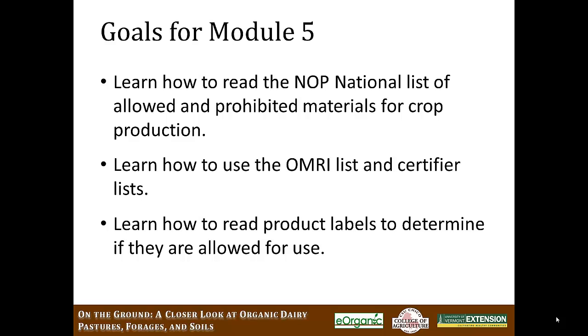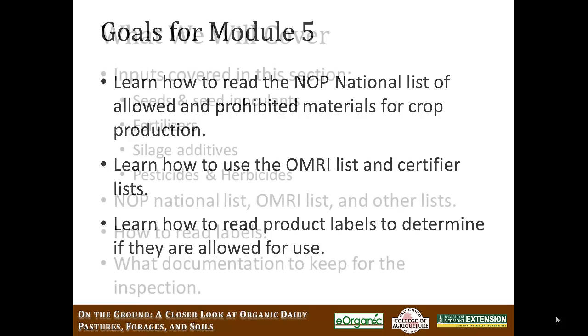We'll also learn how to use the different types of lists of allowed and prohibited materials out there, such as the OMRI List, the Organic Materials Review Institute, and also some of the certifier lists of materials. And then we'll also look at some product labels to determine if those products are allowed for use.